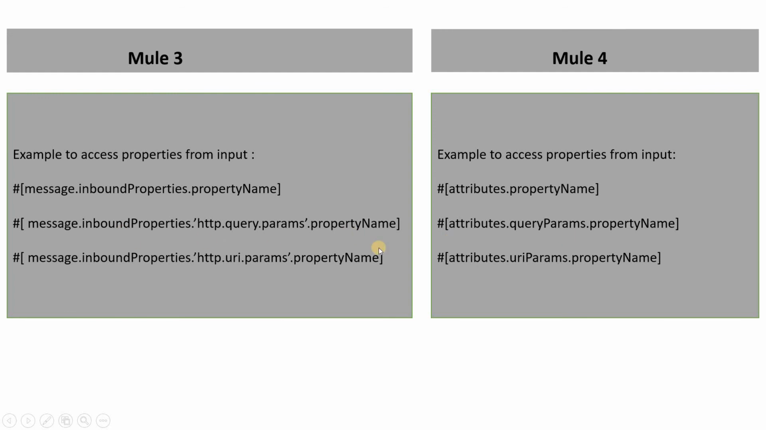So you can see the differences: inbound properties is removed and here it is only attributes.queryParams.propertyName. The same goes for URI parameters: attributes.uriParams.propertyName. Okay, fine. Hope you are clear till now.